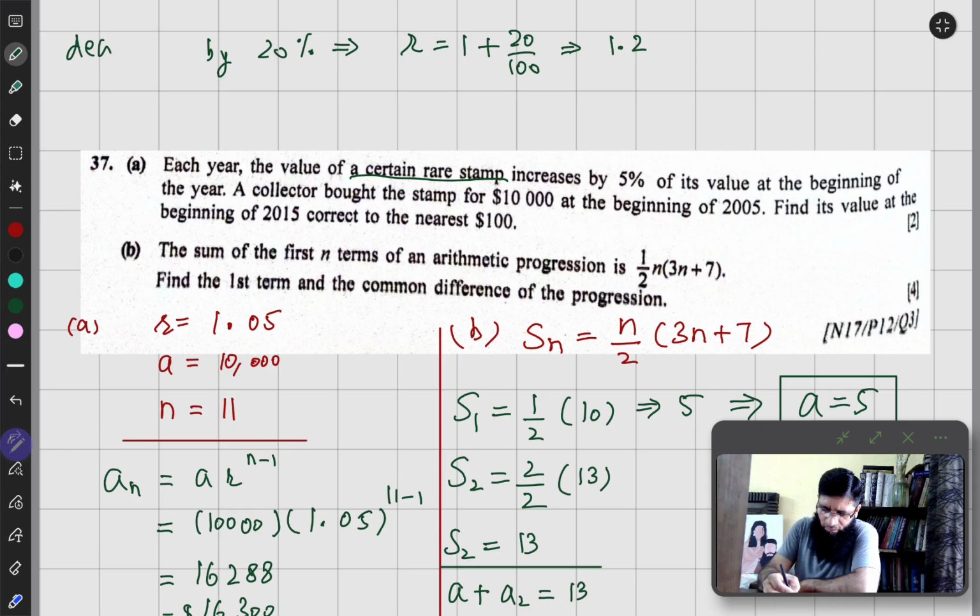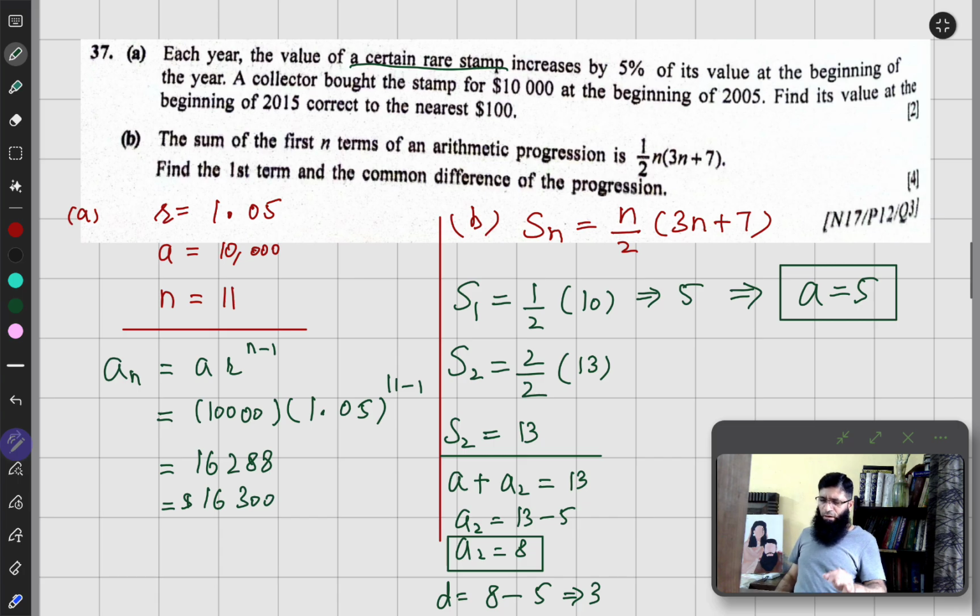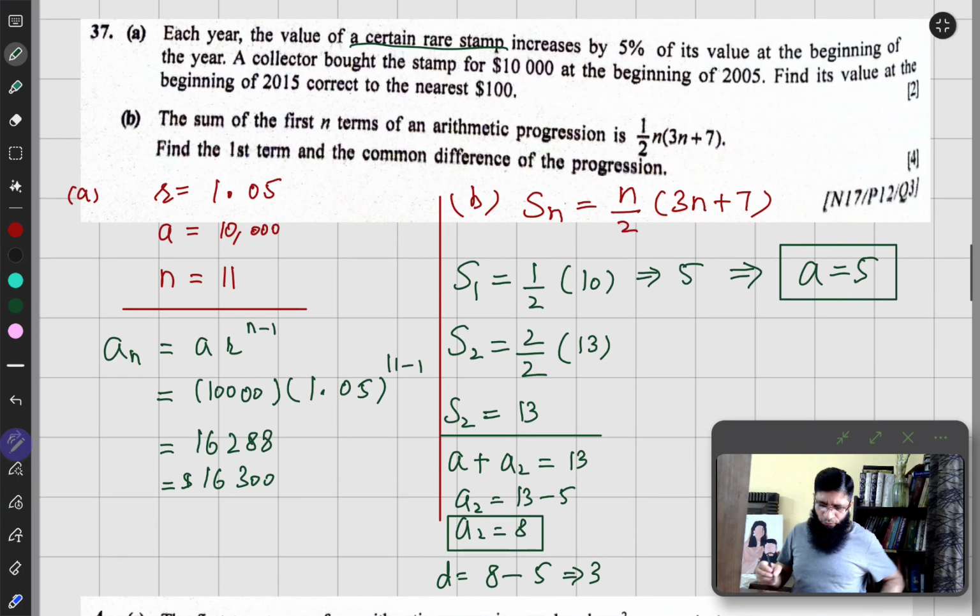If the sequence decreases by 20%, it means you will have to subtract 20 by 100 from 1. So the value of R will become 0.8. Similarly, if you have a sequence which is decreasing by 5%, it means you will have to subtract 5 over 100 from 1. So the value of R will be equal to 0.95. Now in this case, you can see in the statement that the value is increasing by 5%. It means that the value of R will be 1.05.